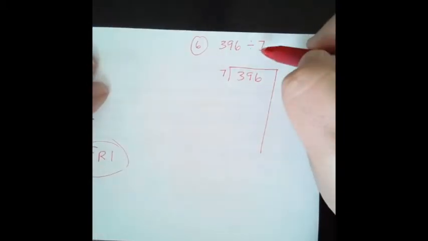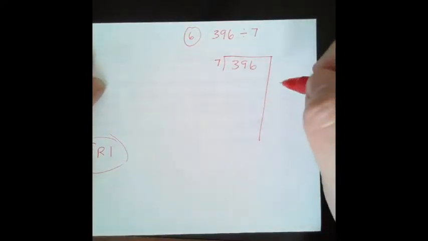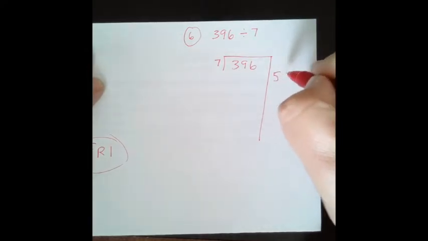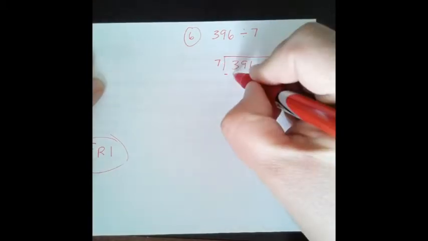Okay, number 6. 396 divided by 7. Well, I know that 7 times 5 is 35. So I'm going to go ahead and go right for 50. So I'm going to go 50 times 7. That would give me 350.